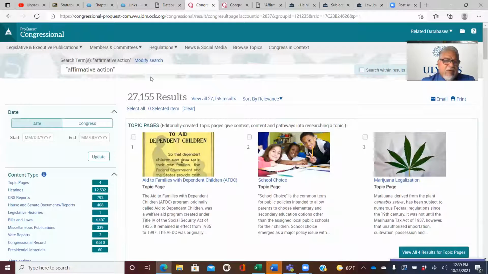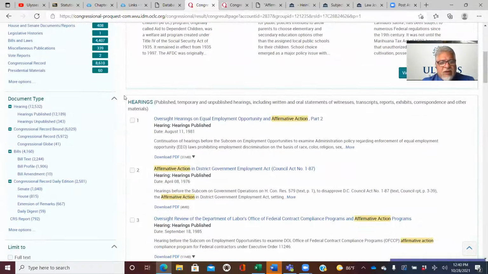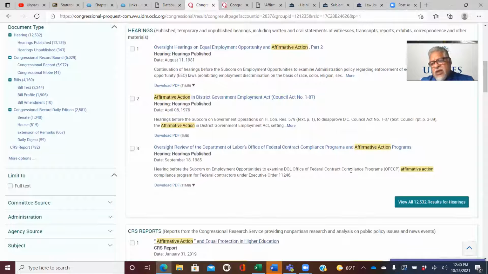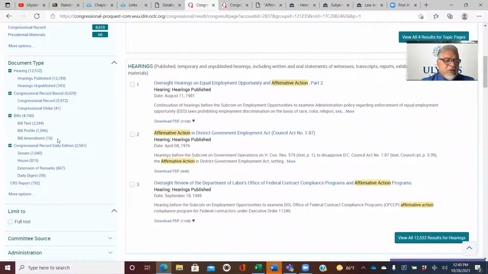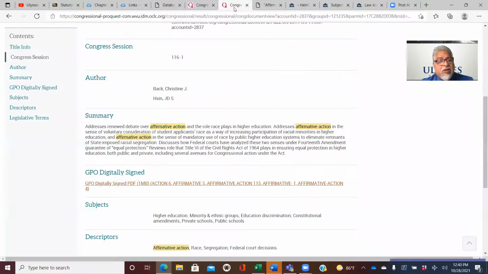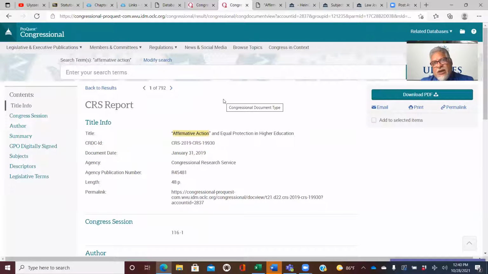I was looking for affirmative action because it came in my email. And then I'm looking, okay, affirmative action, what is there? And then I get the hearings, the Affirmative Action District Government Employment Act, the Oversight Review of the Department of Labor's Federal Contract Compliance Programs, Affirmative Action Program. There are 12,532 results, including bills, congressional records, hearings, congressional record daily, the CRS reports, etc. And I like CRS reports because they give you a more objective report on a particular area of law.